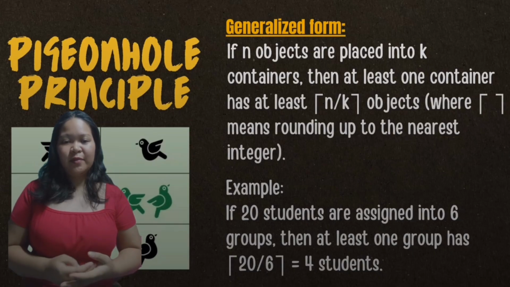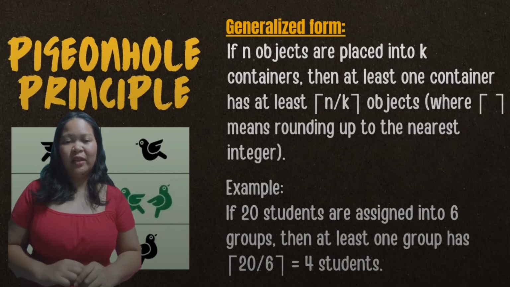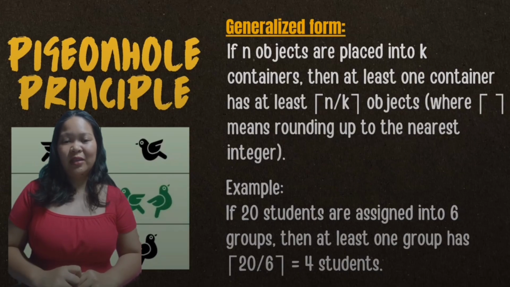The generalized form states that if n objects are placed into k containers, then at least one container must hold at least ⌈n/k⌉ objects, where the bracket means rounding up. For instance, if 20 students are divided into 6 groups, at least one group must contain 4 students. This version not only ensures duplication but also tells us the minimum number of items in at least one container.